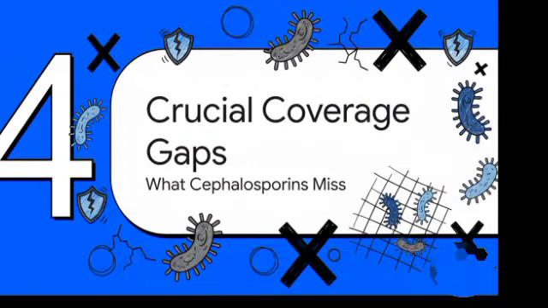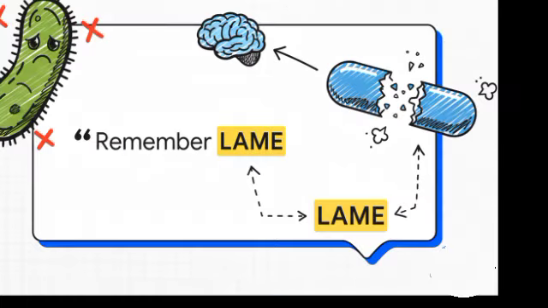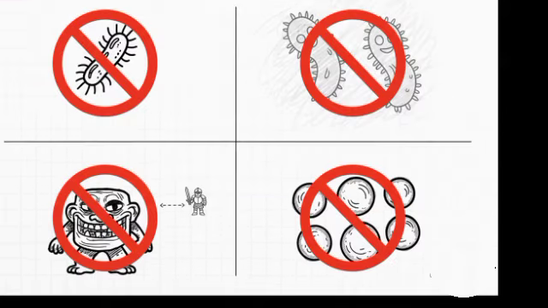All right, so we've seen all their power, but for any exam, for any rotation, it is just as important to know their weaknesses. So let's talk about what cephalosporins just can't cover. To remember the major gaps in their coverage, you just need one unforgettable mnemonic: LAME. Trust me, this is non-negotiable. You have to know this. So here's the deal. You have got to burn this into your memory.